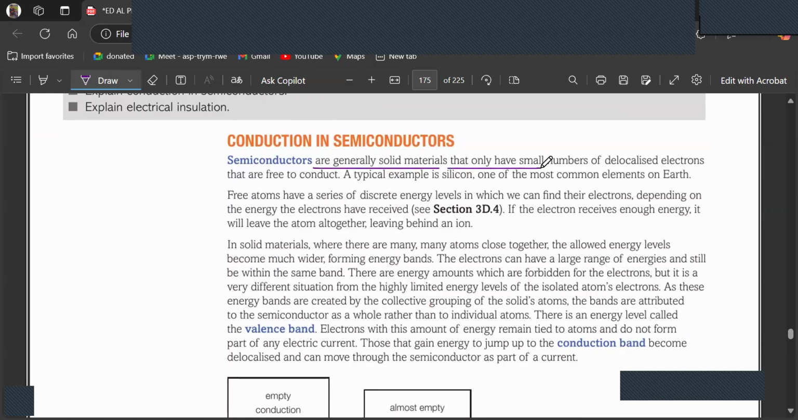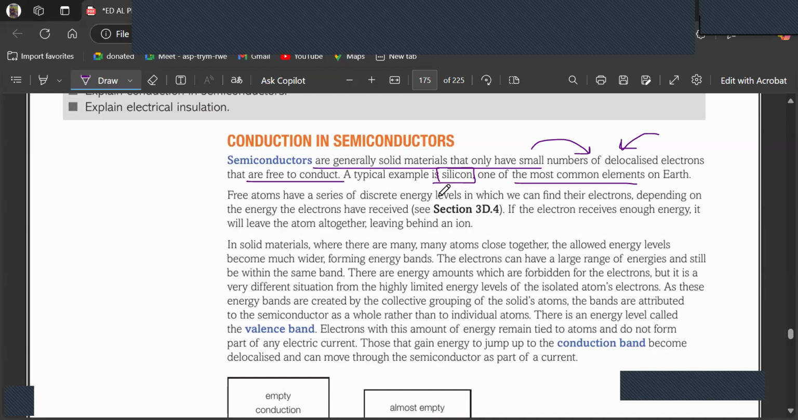Semiconductors are generally solid materials that only have a small number of delocalized electrons. Proper conductors have a lot of free delocalized electrons. But semiconductor means semi, or partial, conductors. They have delocalized electrons, but in a lesser number, which are free to conduct. A typical example is silicon, as you have just mentioned, one of the most common elements on Earth. But the proper permanent conductors include sodium, magnesium, aluminium, and these metals. Semiconductors have partial conductivity, and silicon is a good example. They also have delocalized electrons, but a little fewer than the conductors.